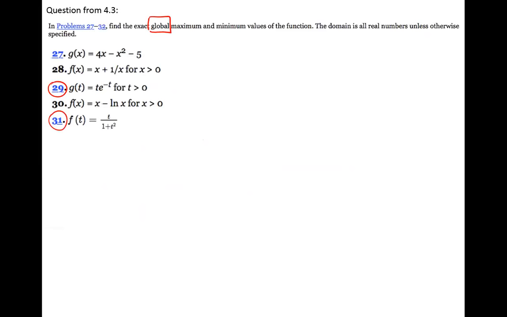We have to find the highest point on the graph and the lowest point on the graph. Okay, that means we will try to look at this. And let's see, 29. G at t is defined as t e to the negative t. And we know that we can only take values, that's my domain, greater than 0. We're not even including 0. That means probably we're not gonna have one of the ends, but we will see.